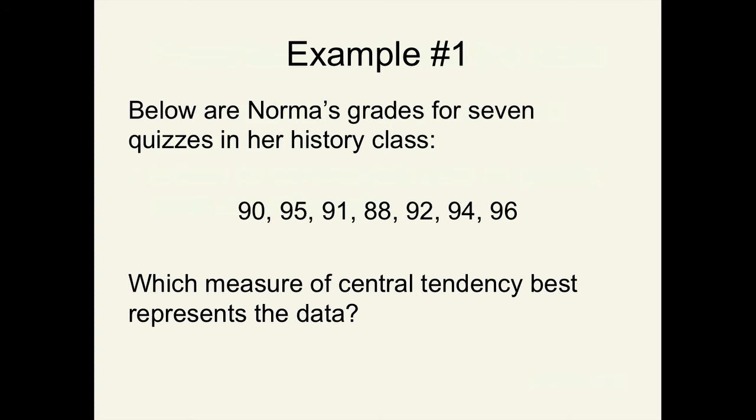Now let's take a look at some examples. In this first example, it states, below are Norma's grades for 7 quizzes in her history class. Which measure of central tendency best represents the data? In looking at the values, there are not any frequently occurring values, and we are not dealing with nominal data since we are looking at quiz grades, so the mode would not be the best option in this case. There are also not any outliers in this dataset which would prompt us to select the median, so in this case, the mean would be the best measure of central tendency.